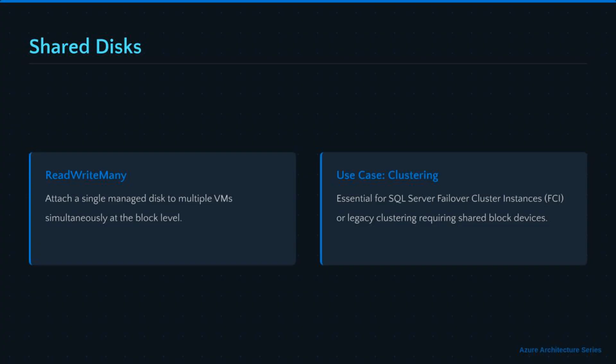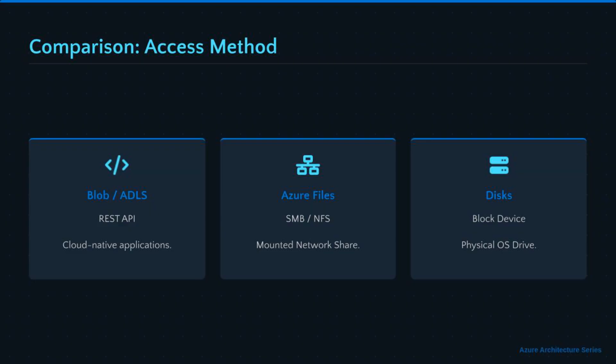Azure Files is accessed via SMB/NFS. It looks like a folder on your computer. It is a network share. Azure Disks are accessed as a physical device by the OS. It looks like a C drive or /dev/sdc.